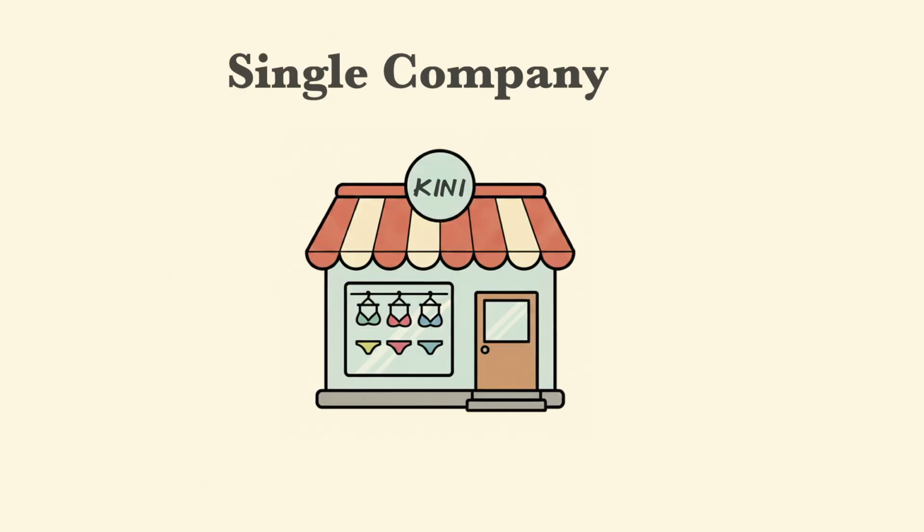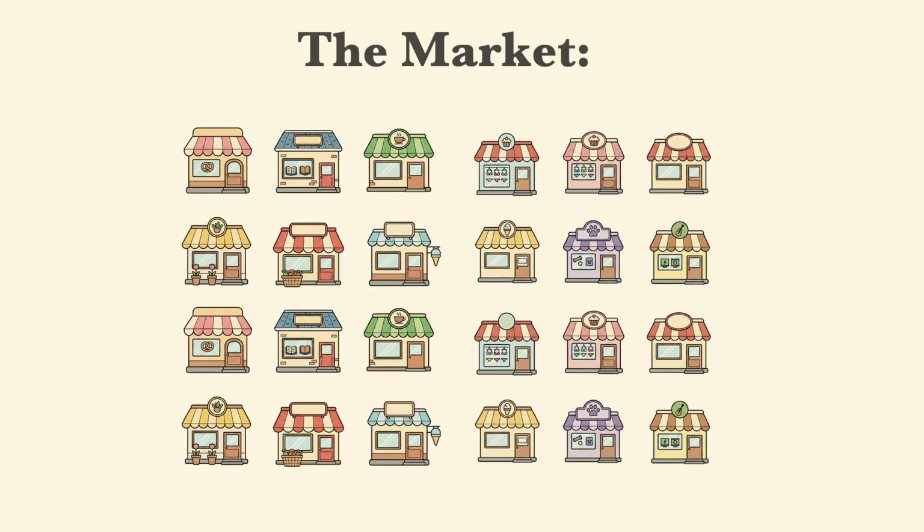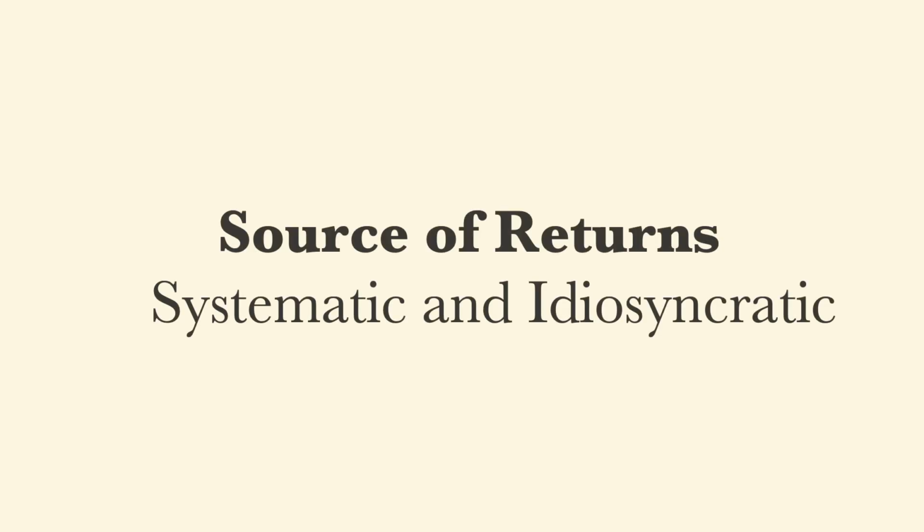If you invest in a single company, your outcome depends heavily on its specific risks. If that company sells bikinis and we enter in an ice age, you're in trouble. As you add more companies, those individual risks start to cancel out. Some firms fail, others succeed, and what you're left with is a bet on businesses as a whole. So buying the market is really a bet that, over time, companies as a group will keep growing and generating profits. We can divide the sources of returns in two categories.